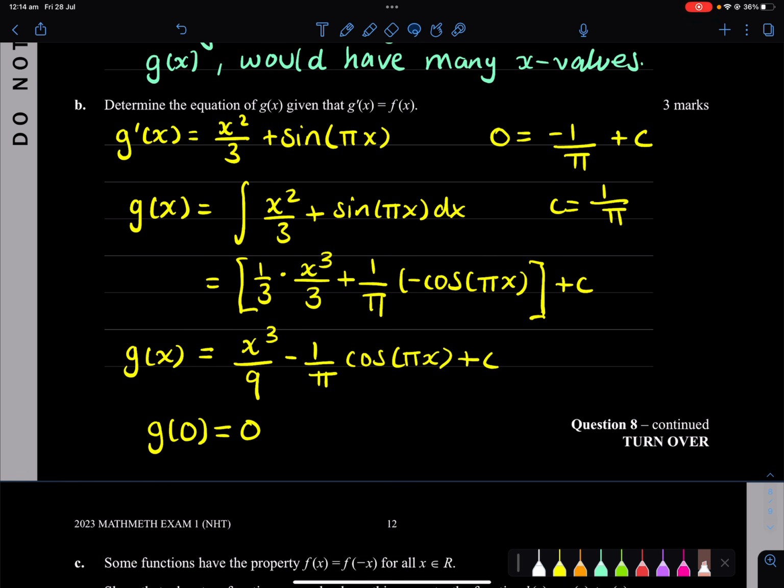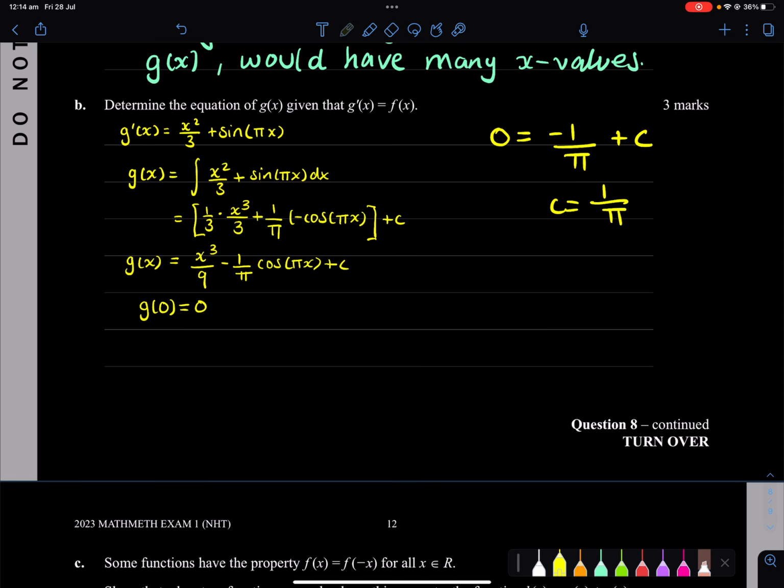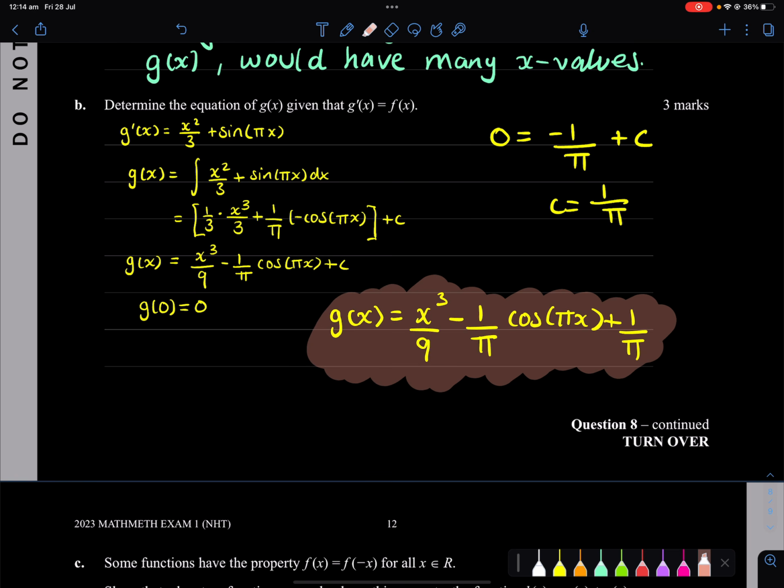I'm just going to make this smaller now. This is too much. I'm going to put it over here. So your final answer: g of x is equal to x cubed over 9 minus 1 over pi cos pi x plus 1 over pi. That should be your answer for this one. Looks right, hope it is. Let's move on to the next question.